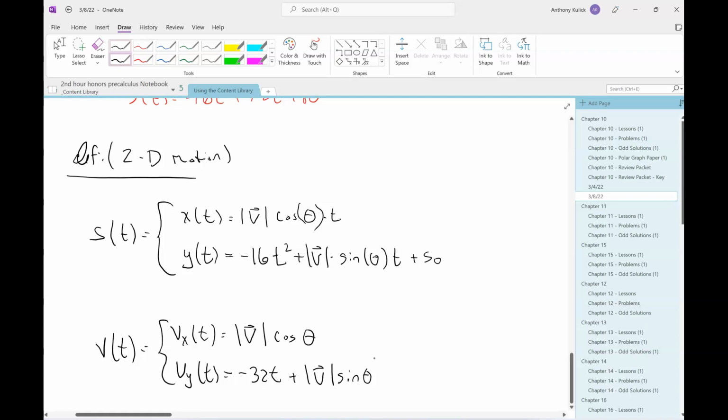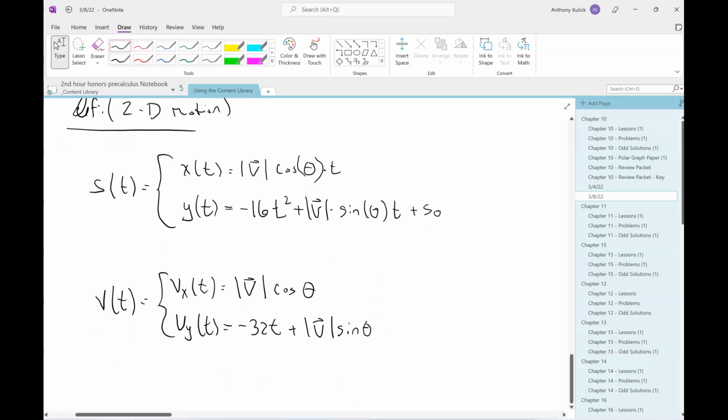So here are our two-dimensional motion equations. I have one for position, one for velocity, just like we had in one dimension. However, each one of these is defined with a parametric function. What else do you notice here? What is this symbol? The magnitude of a vector, right?